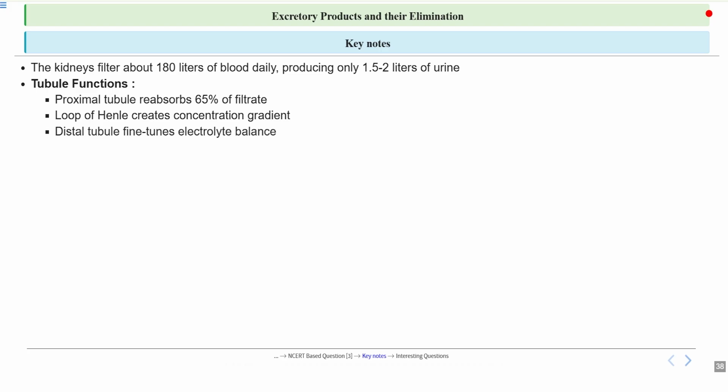The distal tubule is responsible for fine tuning the electrolyte balance. It adjusts the levels of sodium and potassium and other ions, acting like a final inspector, making sure everything is balanced before the urine moves on.